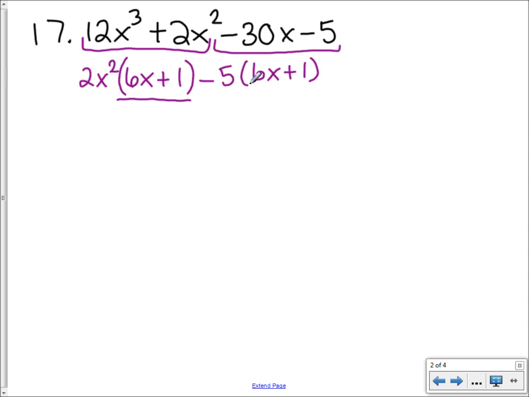Once again, I have this whole term in common. So I'm going to pull that guy out, and then I write what's left. 2x squared minus 5.